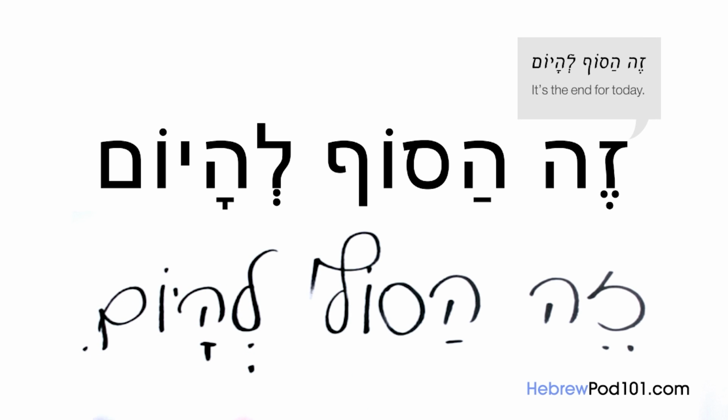It's the end for today. Can you write it in print? While doing it, pronounce each letter and the vowels. Now it's time for Yana's insights. Have you been practicing the alphabet with flashcards? What about the nikud? Take the flashcards with you everywhere.